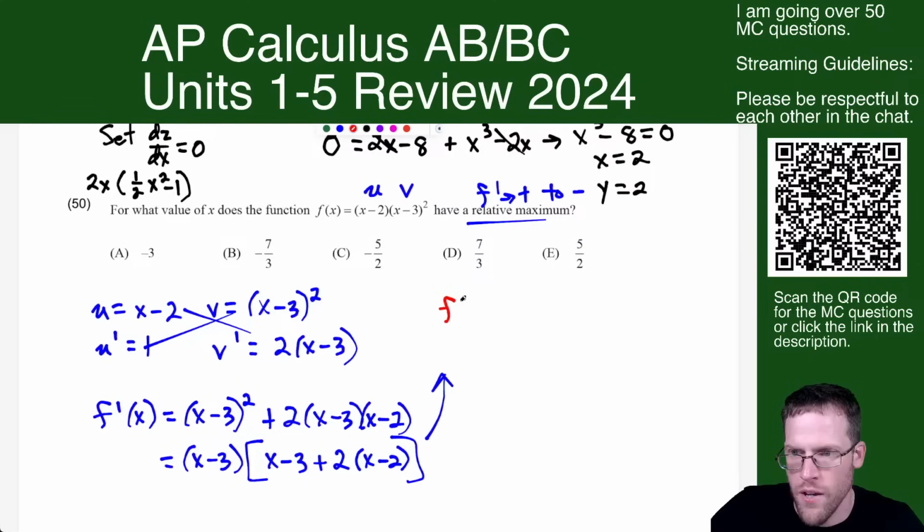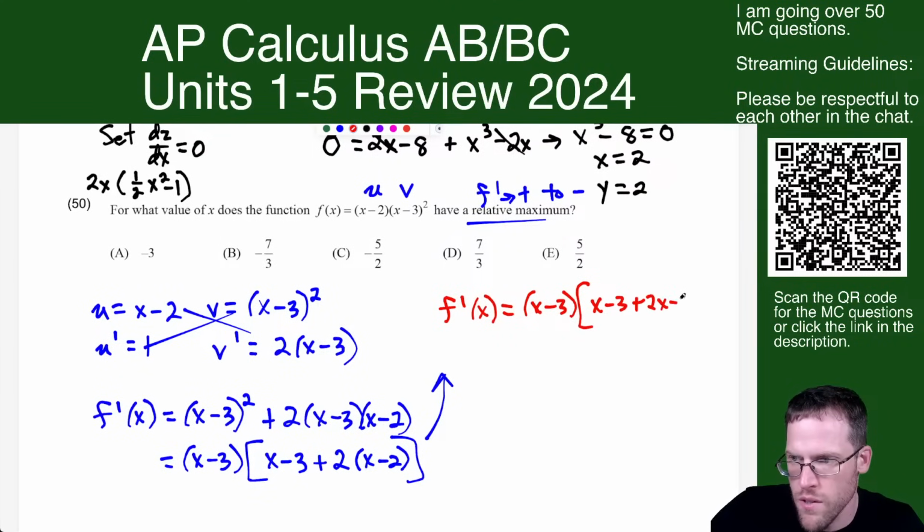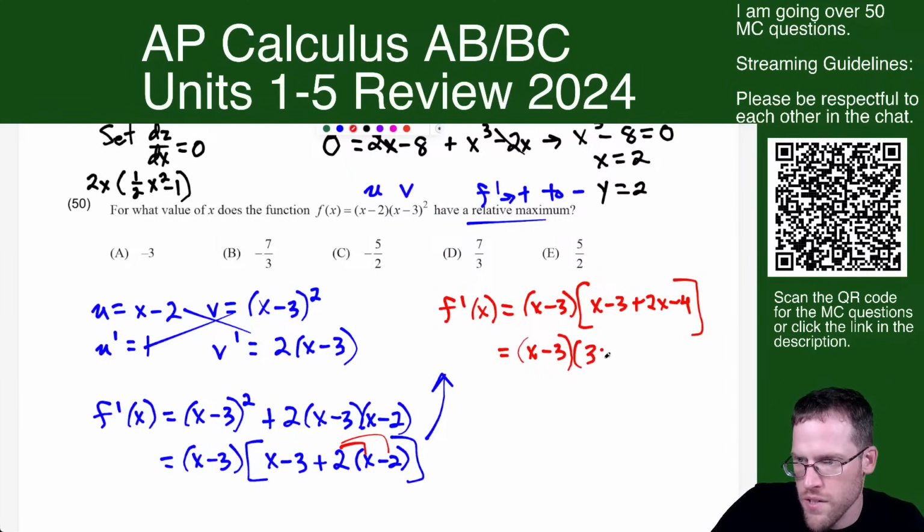So f prime of x equals x minus 3 times, and now this is x minus 3 plus 2x minus 4 after we distribute. So go here and here. So now you got x minus 3, and this is going to make 3x minus 7 on the inside.